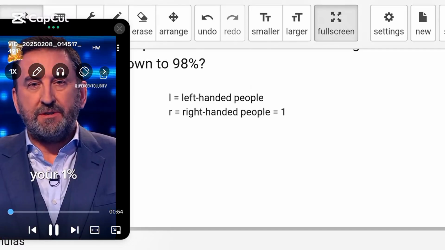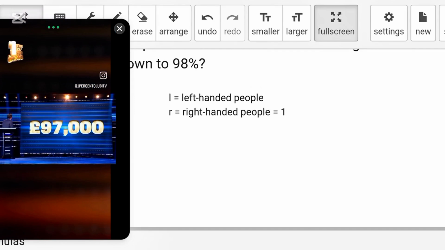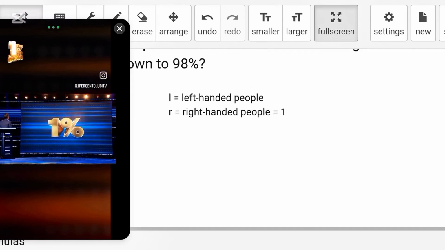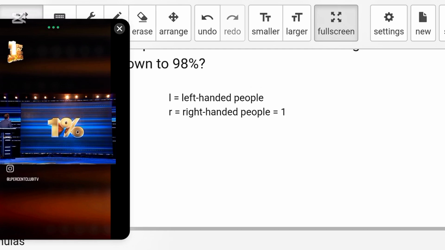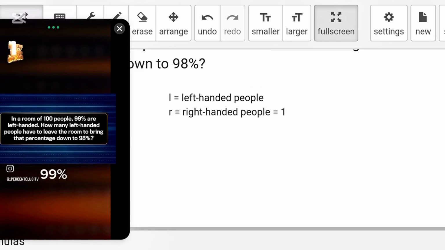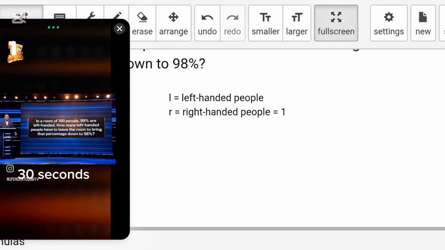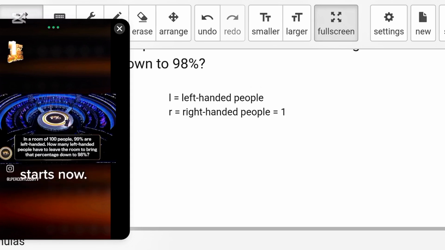This is your 1% question. In a room of 100 people, 99% are left-handed. How many left-handed people have to leave the room to bring that percentage down to 98%? And your 30 seconds starts now.